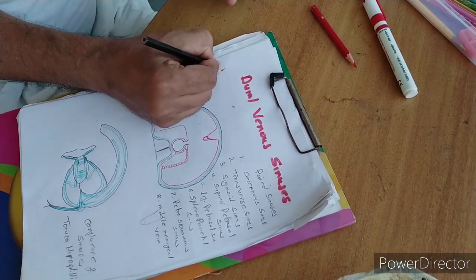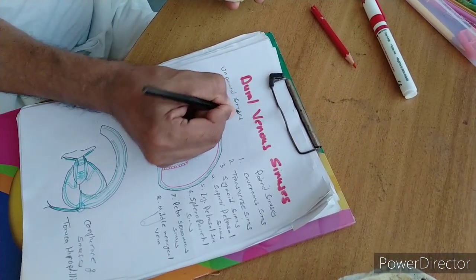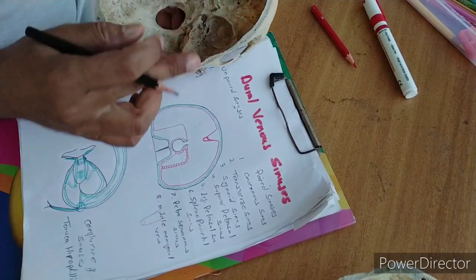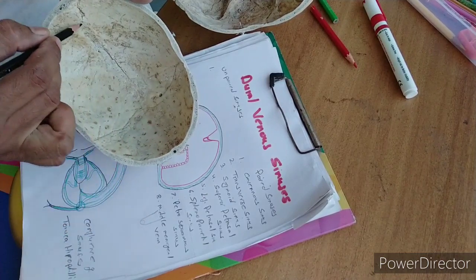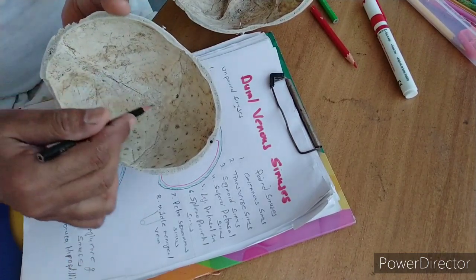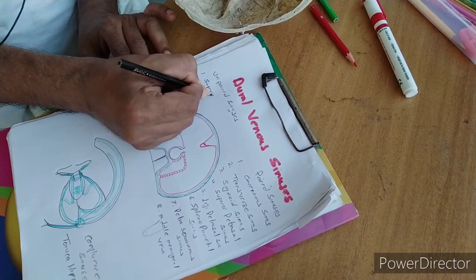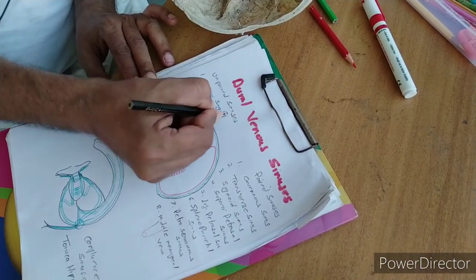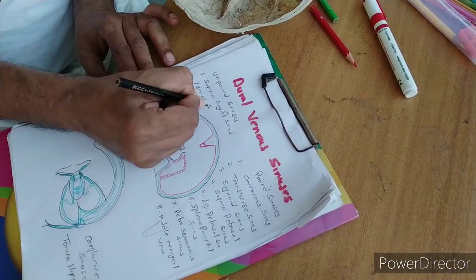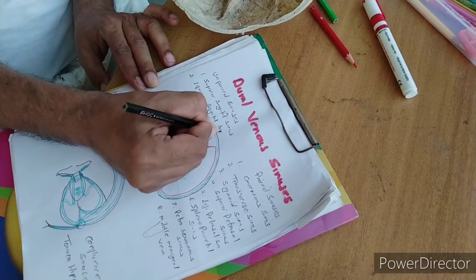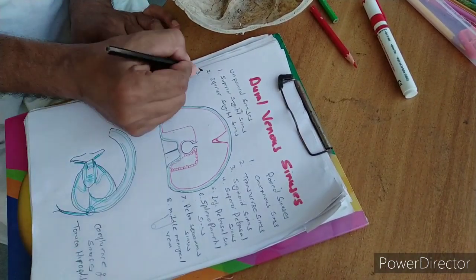Unpaired sinuses here. First is the superior sagittal sinus. I told you, this is the superior sagittal sinus present in the midline at the superiorly attached margin of the falx cerebri. In this location is the superior sagittal sinus. Second is the inferior sagittal sinus. Third is the straight sinus.